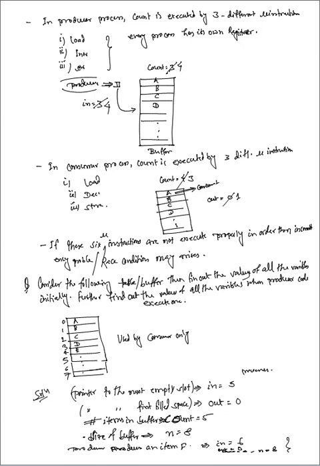Okay, so this is all about the producer consumer problem. Now let's see another type of problem, that is called the printer spooler problem.